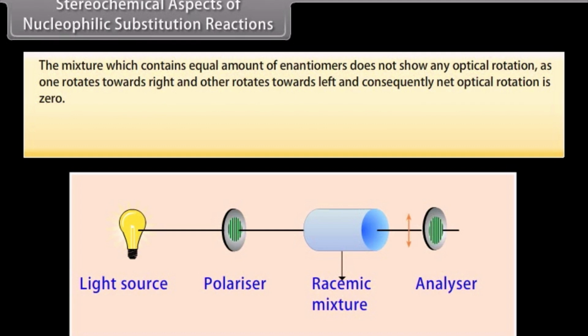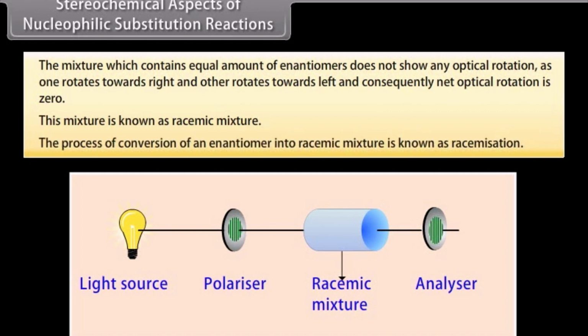As one rotates towards right and other rotates towards left, and consequently the net optical rotation is zero. This mixture is known as racemic mixture. The process of conversion of an enantiomer into racemic mixture is known as racemization.